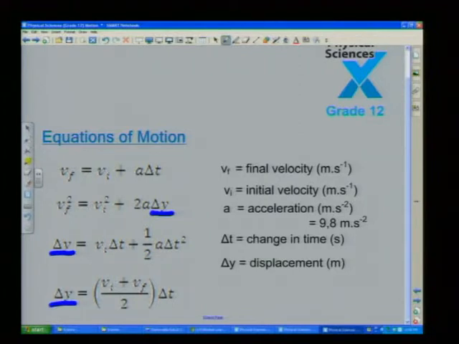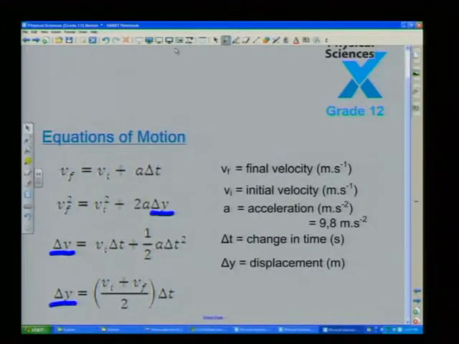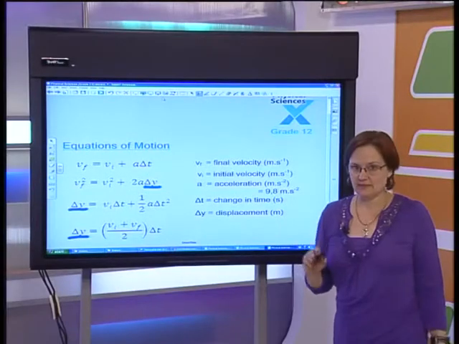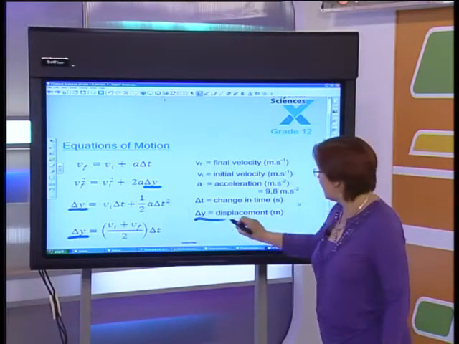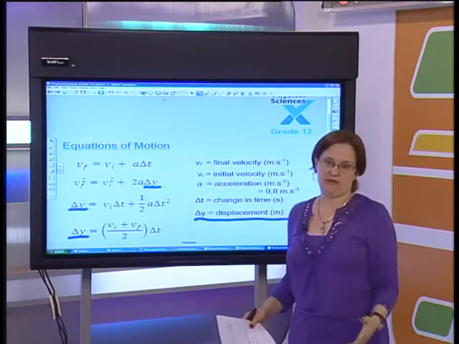On your information sheet, they're going to give you two sets of equations. They're going to give you Vf squared equals Vi squared plus 2A delta y, and they're going to give you one that says Vf squared equals Vi squared plus 2A delta x. That delta y is important. It is displacement in the vertical direction.